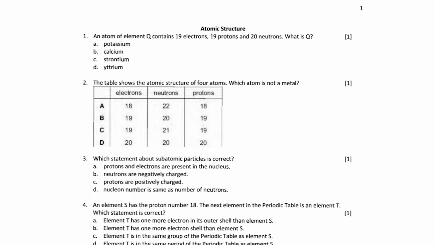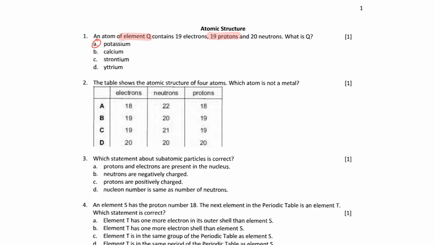Now remember that because this is an element, that's the key word here, the only thing that matters for its identity is the proton number. Because electrons can change, neutrons can change, but the proton is what defines what an element is. So we're just going to look at proton number, and that means we just need to consult the periodic table, and because 19 protons are for potassium, this one is potassium.